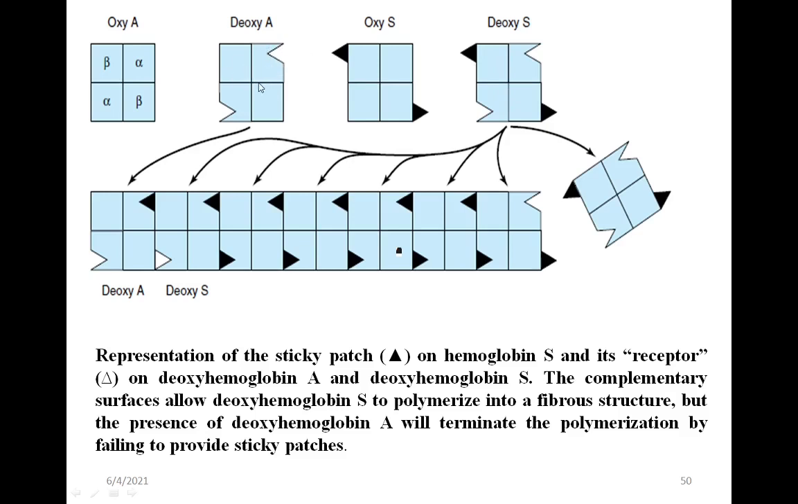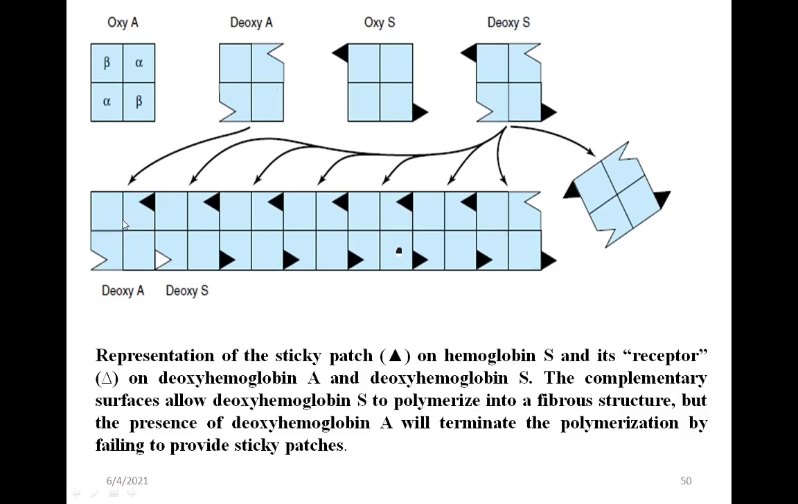So in the deoxygenated form, as this complementary sticky patch area, the binding area, is exposed, all these deoxyhemoglobins get attached. Deoxyhemoglobin A and deoxyhemoglobin S get attached, isn't it? This is attached here, and another deoxyhemoglobin A is attached here.